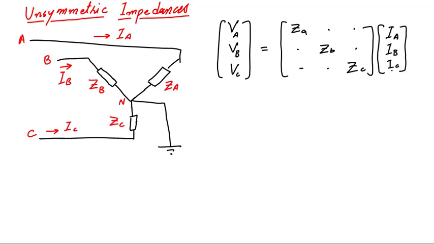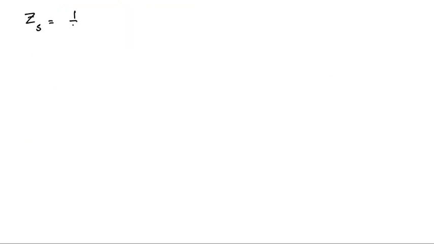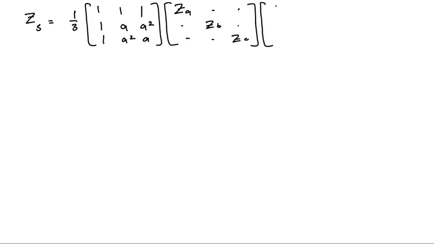In this matrix equation, if we write the phasor voltage and phasor current vectors in terms of their sequence vectors, it will become coefficient matrix A multiplied with voltage sequence vector is equal to phasor impedance matrix multiplied by A times sequence current vector. If we multiply this equation from the left side with A inverse, it will become sequence voltage vector equal to sequence impedance matrix into sequence current vector. Now if we look at this ZS, that is the product of these three matrices. ZS is equal to A inverse into phasor impedance matrix into matrix A.